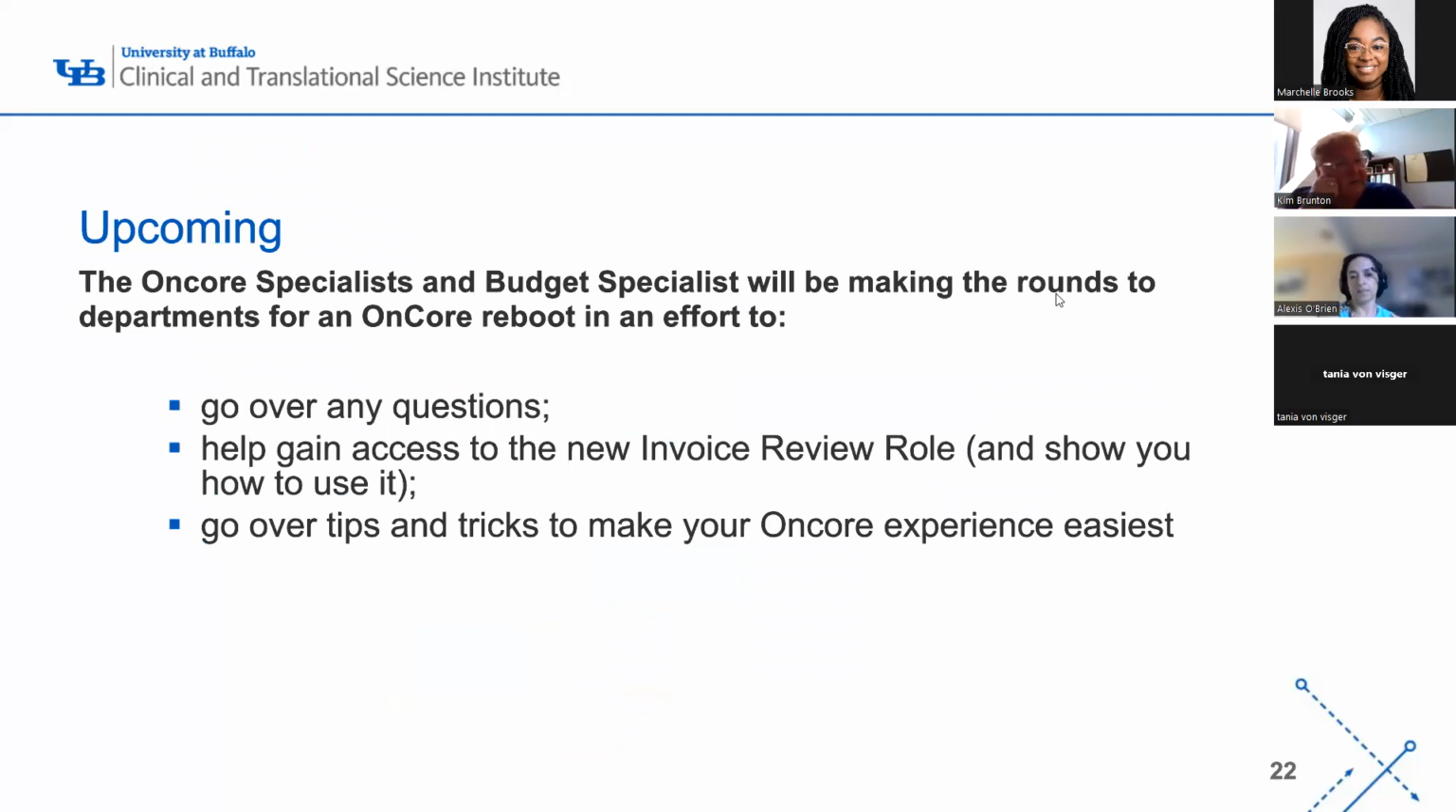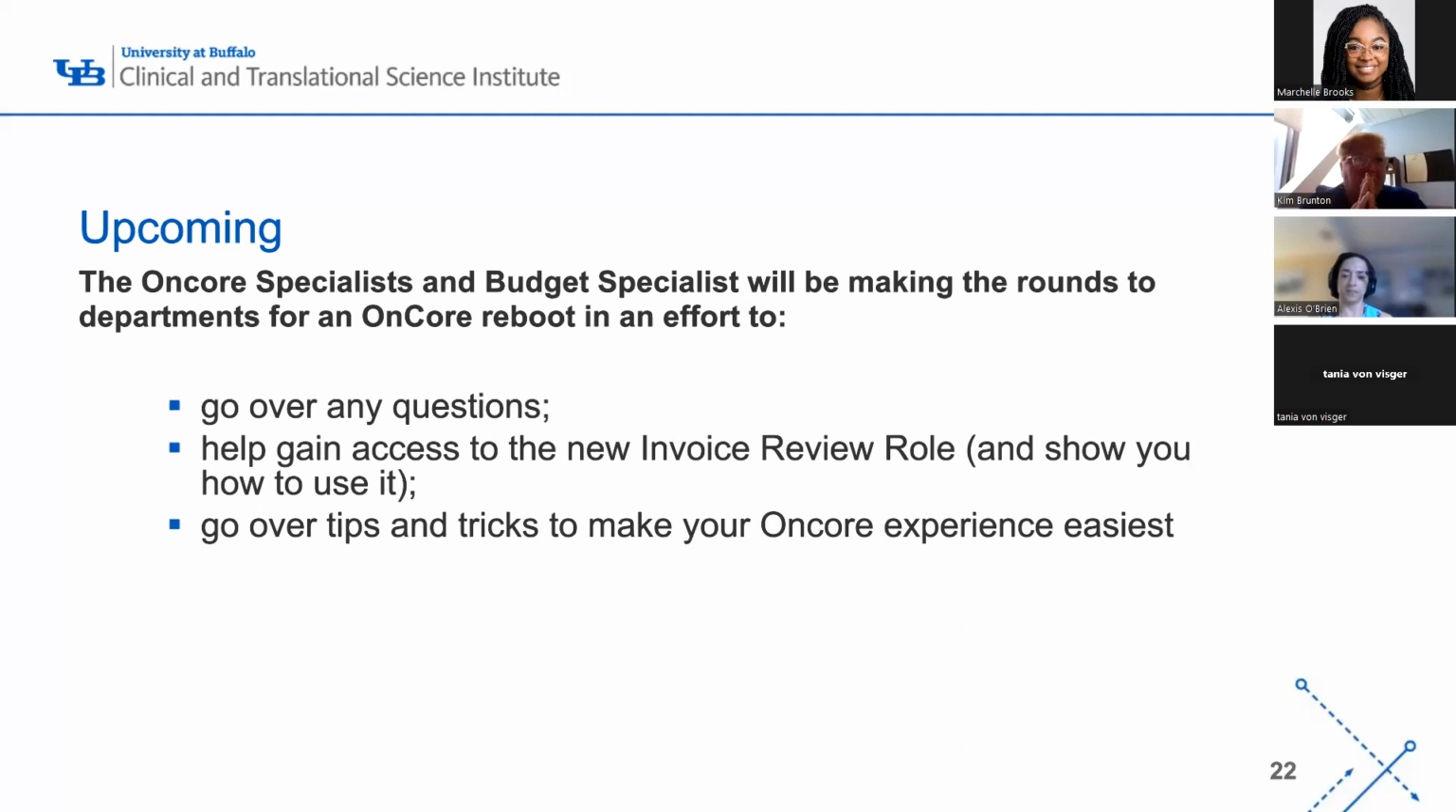Upcoming things that we have to look forward to. Our specialists, both the budget and the OnCore specialists, are going to be making rounds to the individual departments to do a little bit of an OnCore reboot, to go over any questions that you may have, help you with some tips and tricks that will make your OnCore experience a little bit nicer, a little bit easier, help you navigate some of those things that you may be having problems with, and also help you gain access to that new invoice report, because it is a separate role that needs to be assigned to people within the department or the site.